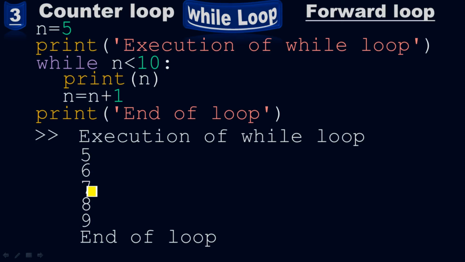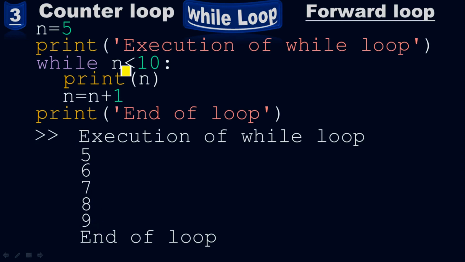And then we'll execute the while loop one more time to add 1 to the previous value. The previous value this time is 7. So 7 plus 1 will be 8. And then we'll execute one more time to add 1 to the previous value. This time the previous value will be 8. So 8 plus 1 will be 9.